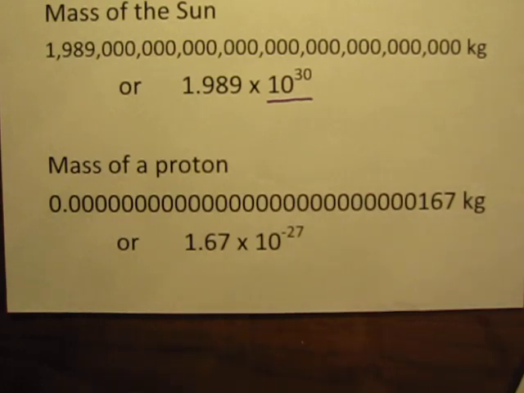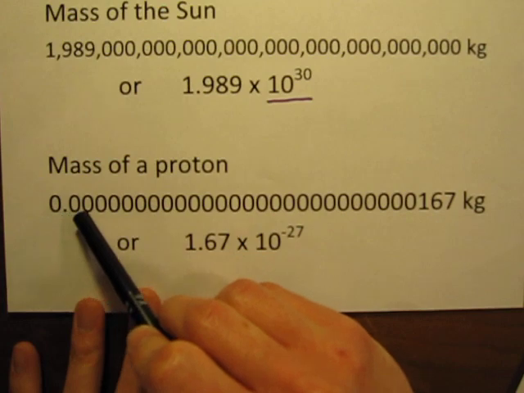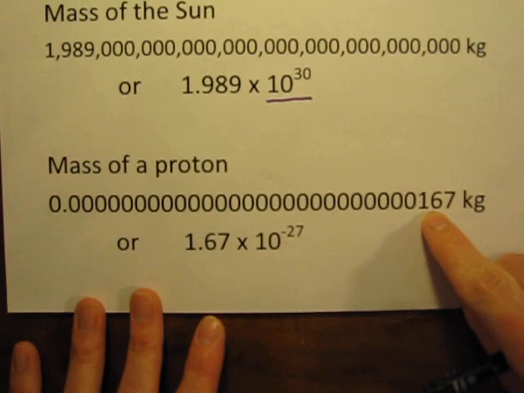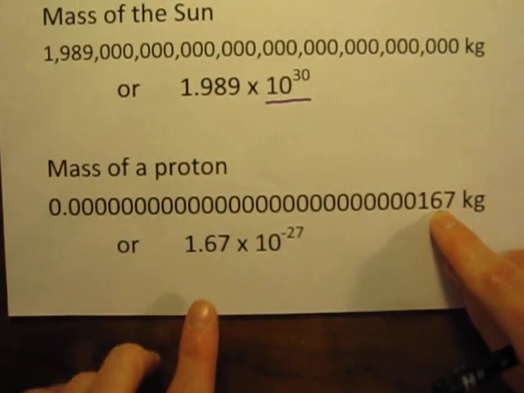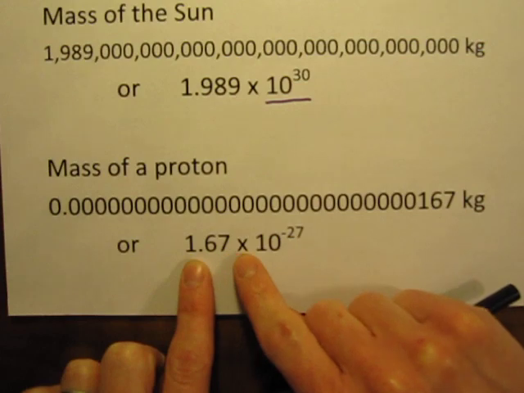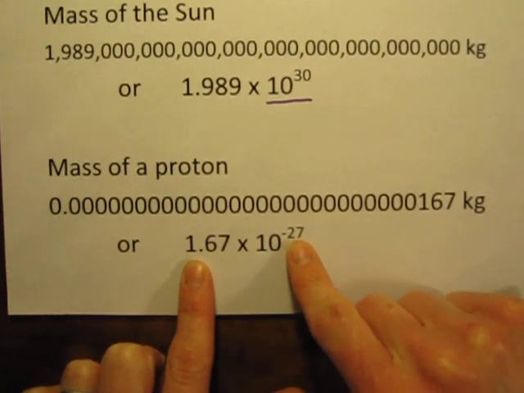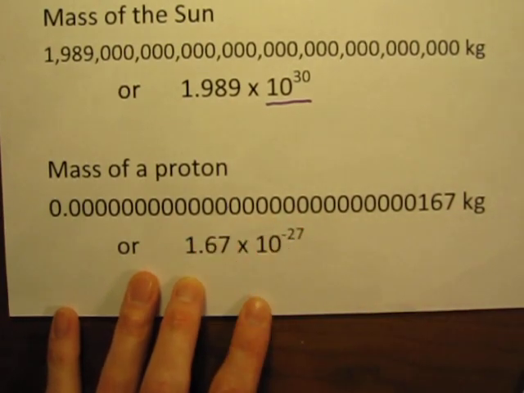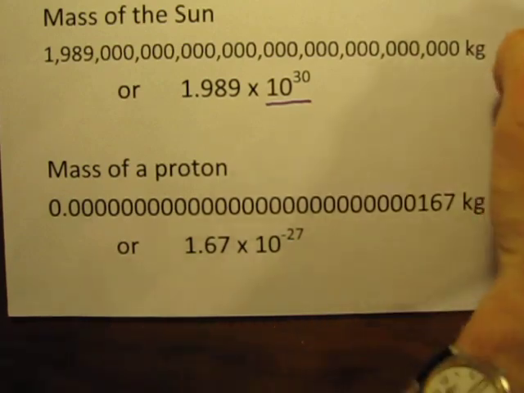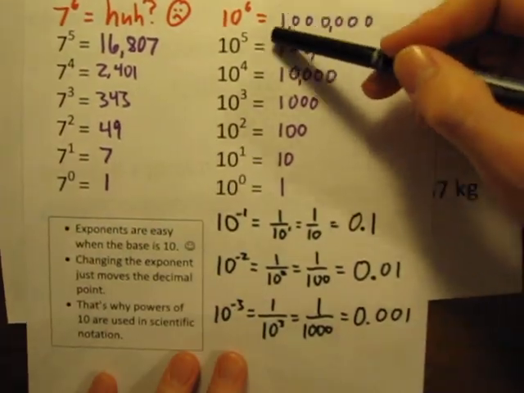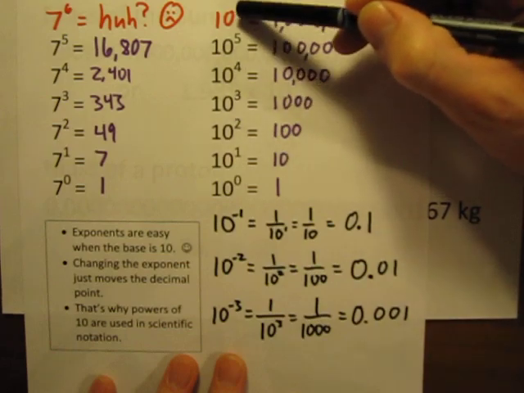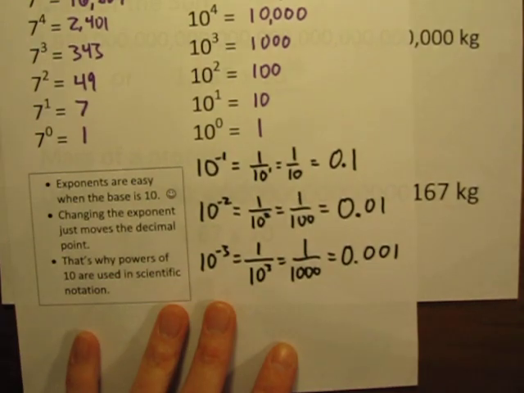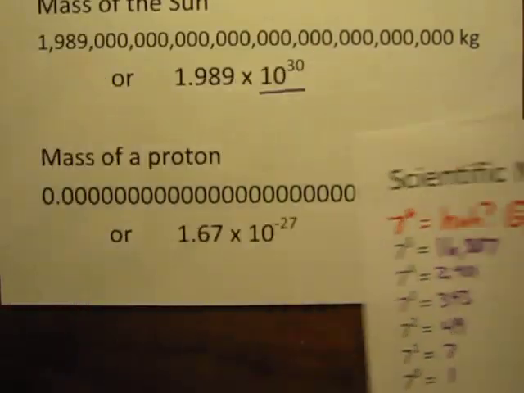So they shorten it. They realize that if they just move the decimal point over 27 places, the decimal point would end up right there between the 1 and the 6. So they could write it instead as 1.67 times 10 to the negative 27th. They're just moving this decimal point over 27 spaces, and they can shorten it up, and it looks a lot nicer. So the point here is, big numbers have positive exponents. Tiny numbers will have negative exponents. And that'll be very important when we're doing some examples.